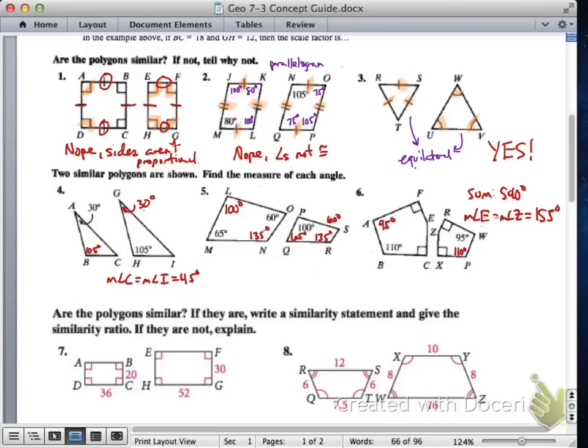Okay, here are the answers to 5 and 6. On number 6, the key was remembering this is a pentagon. The sum of the angles of the pentagon is equal to 540. 5 minus 2, which is 3, times 180 is equal to 540.